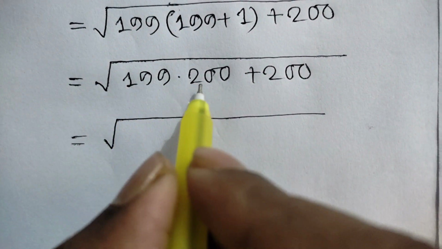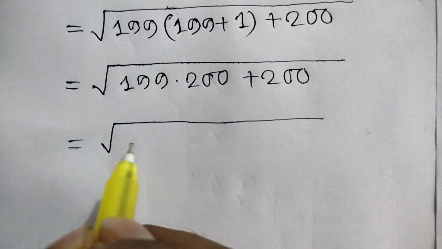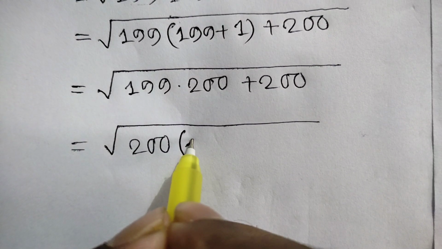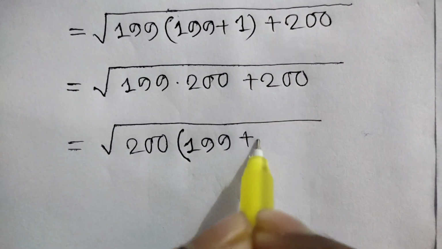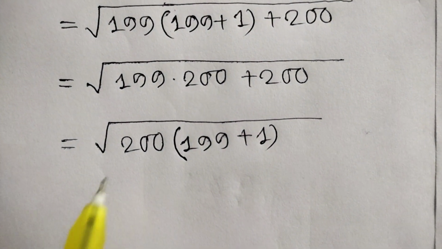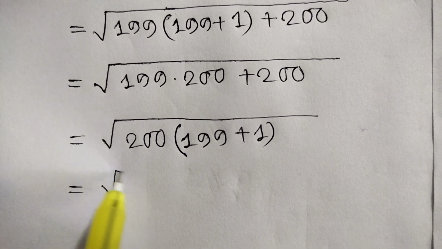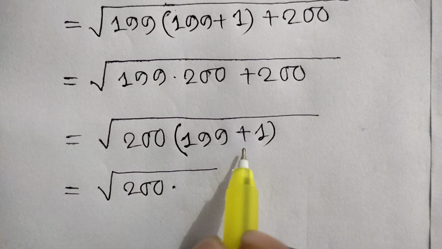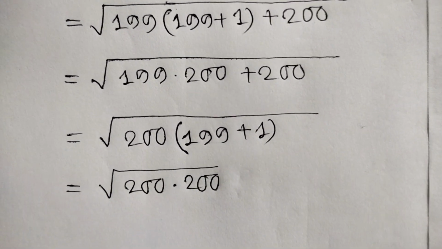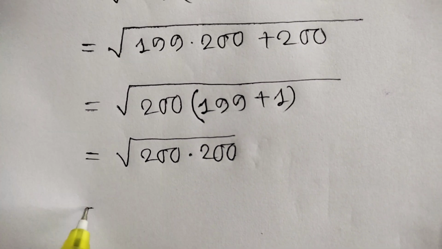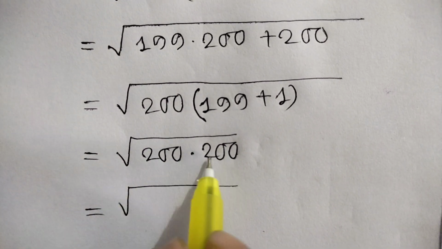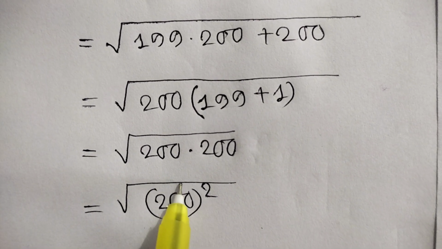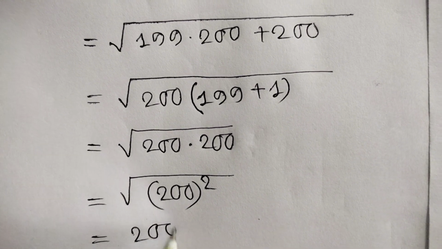square root of 199, here we can take common 200, so we will have 199 plus 1 is equal to 200 times 199 plus 1 is equal to 200 is equal to 200 times 200 is equal to 200 square. Now this square cancels out this square root, so the right answer is 200.